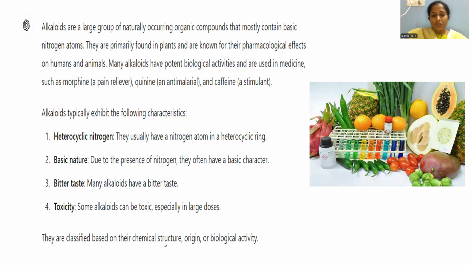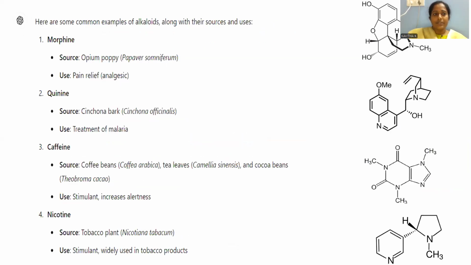They are categorized based on their chemical structure, origin, and biological activity. So these many types of classifications are available for alkaloids. Morphine is the common example of an alkaloid, and morphine is extracted from opium poppy. So opium is the plant origin from which morphine is extracted. Its scientific name is Papaver somniferum. And here we can clearly observe its chemical structure, where a phenanthrene ring is there, the heterocyclic oxygen is located, and another six-membered saturated ring with the nitrogen is there.